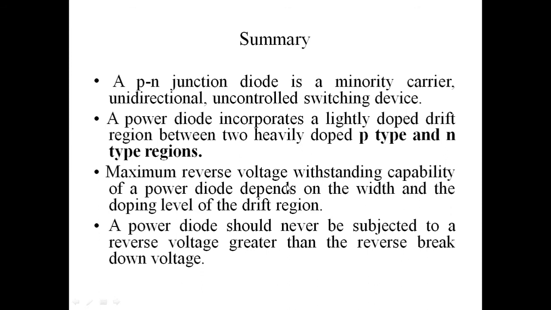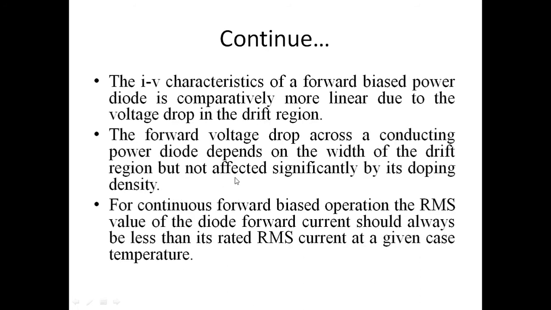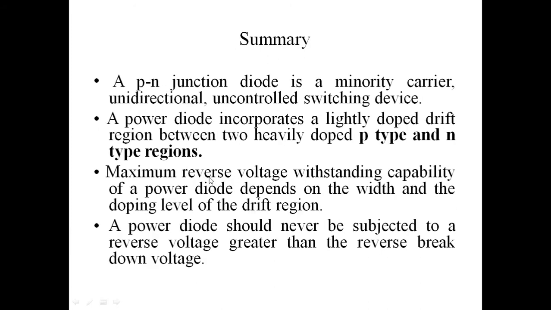Now the third point is the maximum reverse voltage withstanding capability of a power diode depends on the width and the doping level of the drift region. As I told you, the reverse voltage can be affected by the width of the drift region. That's why the drift region is added between the P and N type material. Next, the power diode should never be subjected to a reverse voltage greater than the reverse breakdown voltage. This will be a main point, and I earlier gave the definition of it.